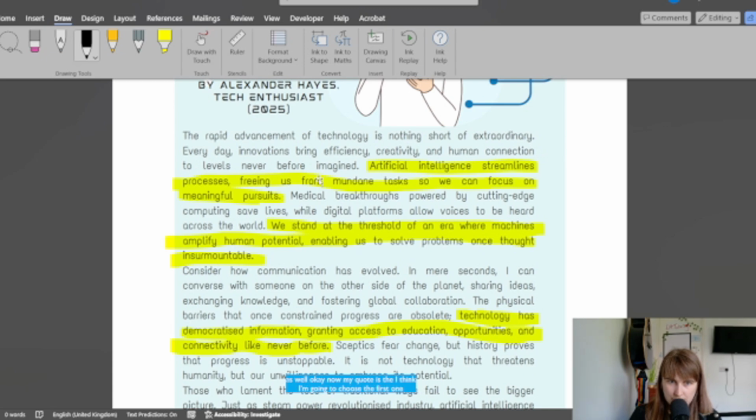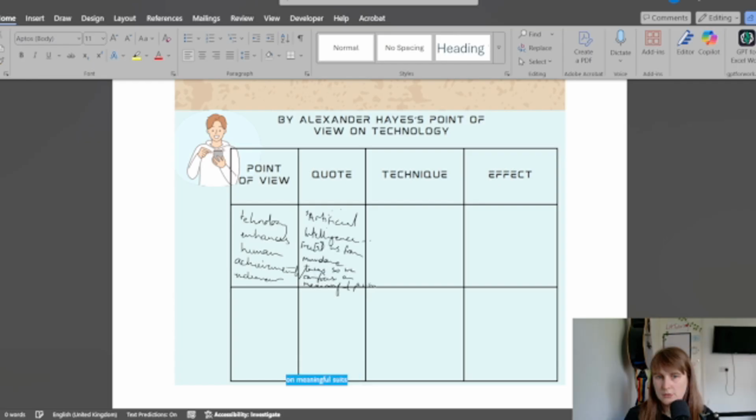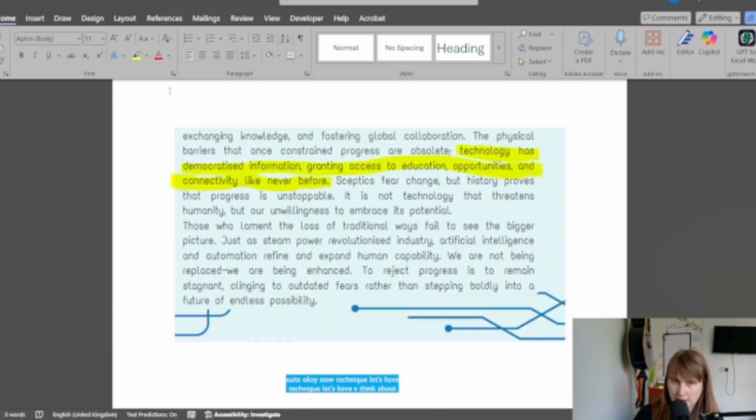Okay, now my quote is, I think I'm going to choose the first one. Artificial intelligence streamlines processes. Quote, artificial intelligence. Okay, now technique. Let's have a think about this technique.